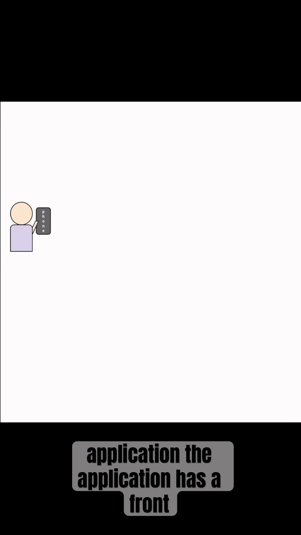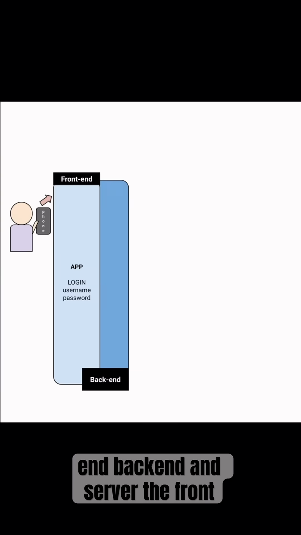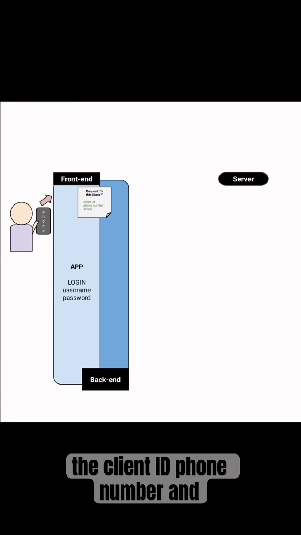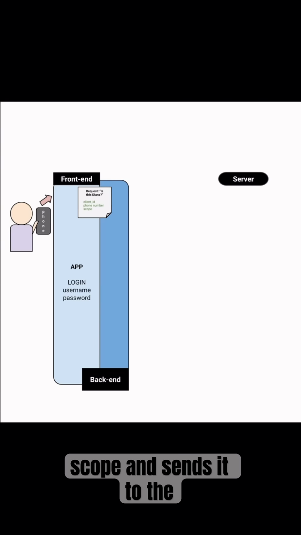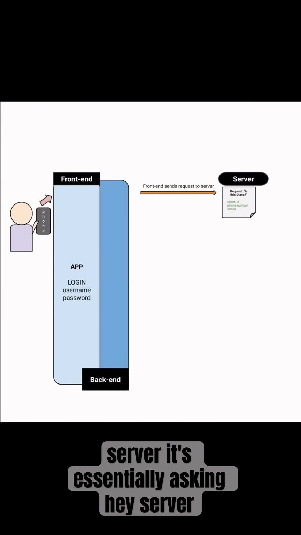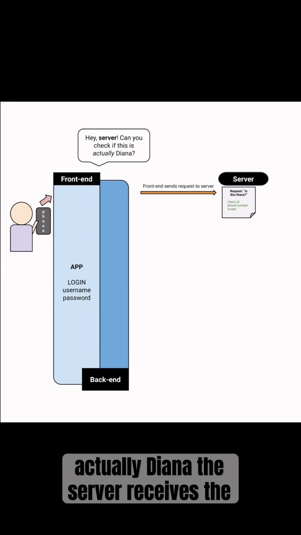Here we have a user with a phone who wants to log into their application. The application has a front end, back end, and server. The front end creates a request that includes the client ID, phone number, and scope, and sends it to the server. It's essentially asking, "Hey server, can you check if this is actually Diana?"